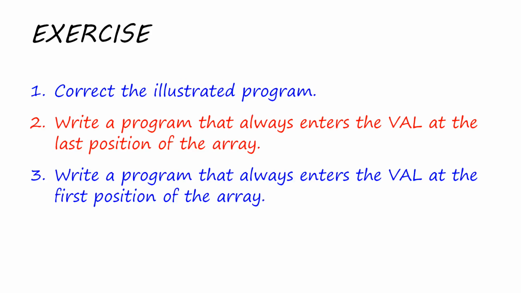Now comes the exercise part. As you have correctly noticed, instead of inserting 7 at the second position, the program was inserting it at the third position. So you have to correct the illustrated program, which means that you have to recreate it and then do the editing. Next, when you are done with this, you have to make a new program that always enters the val at the last position of the array. And when you are done with this, you have to edit the program to make it insert the val at the first position of the array.